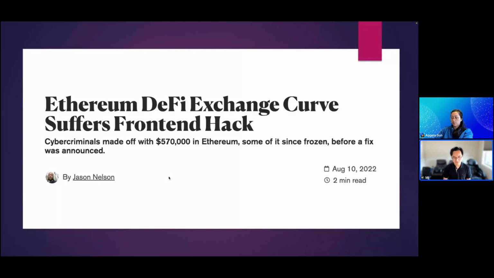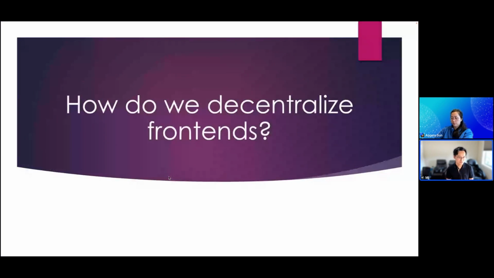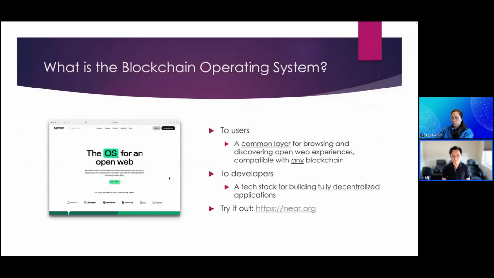So if you are considering decentralizing your frontend, the next question might be, okay, but how do we decentralize the frontends, right? Well, let me introduce you to the blockchain operating system. So what is the blockchain operating system, right? At a very high level, to end users, the blockchain operating system, or BOS, serves as a common layer for browsing and discovering all the open web experiences.